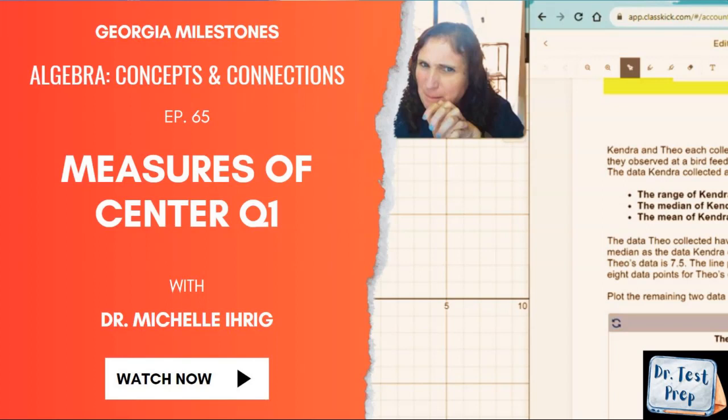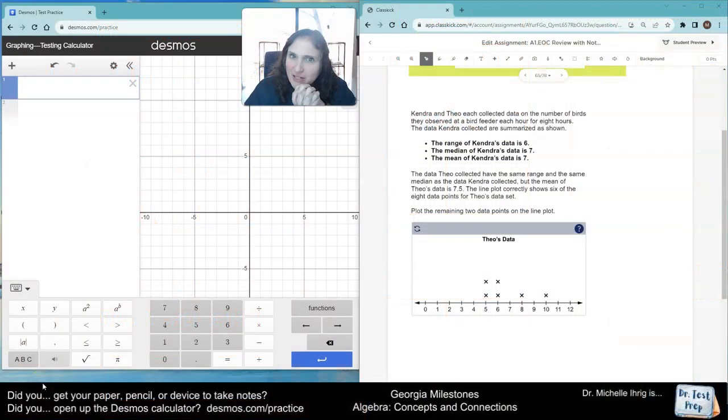We're going to look at this next question, and it's a little bit interesting. It's kind of like a puzzle. Kendra and Theo each collected data on the number of birds they observed at a bird feeder each hour for 8 hours. The data Kendra collected are summarized as shown below. Kendra's data, the range is 6. The median of Kendra's data is 7. The mean of Kendra's data is also 7.